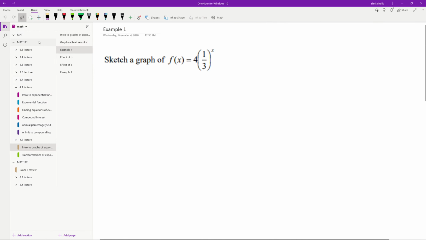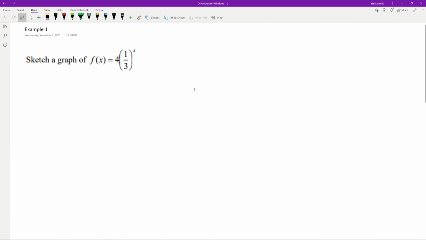Let's look at an example. This is an example where it's asking for us to sketch the graph, but we're not necessarily going to sketch the graph. Let's just look at some features of the graph, right? If I wanted you to sketch this, you'd probably just go to desmos.com. It would be no big deal to graph this, right? Instead, let's find the vertical intercept.